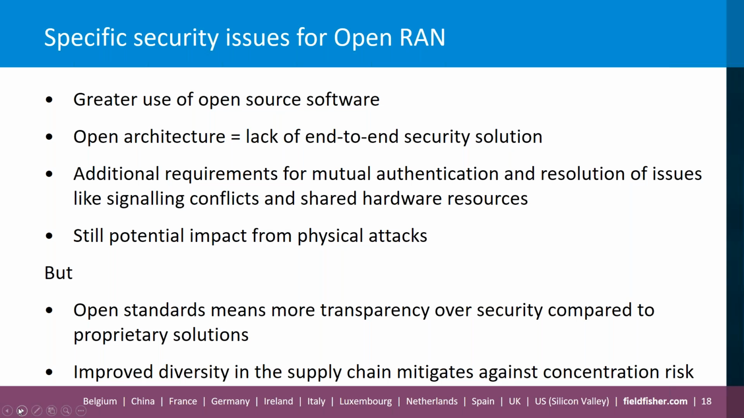The additional benefit in terms of security is the fact that there will be improved diversity when rolling out Open RAN networks. And by having that diversity in the supply chain, it mitigates against concentration risk. In particular, if one particular vendor suffers security issues with their kit, the overall network will not be as reliant on that particular vendor, and there's more capabilities to swap around in terms of what network resources are being used to deliver the service.